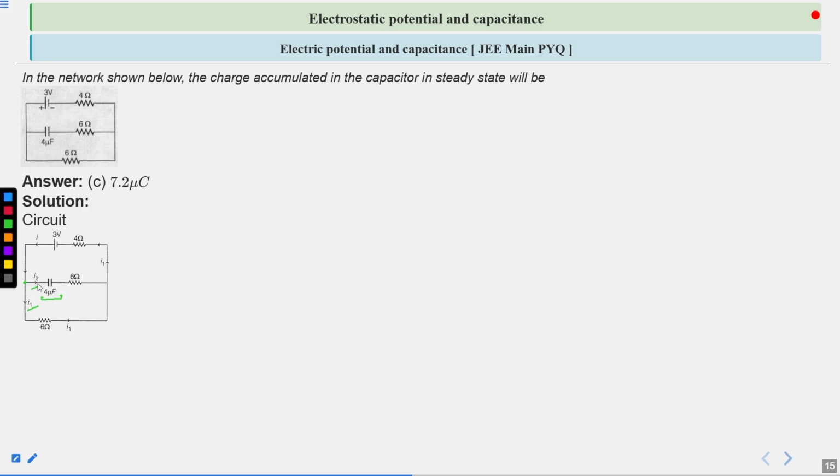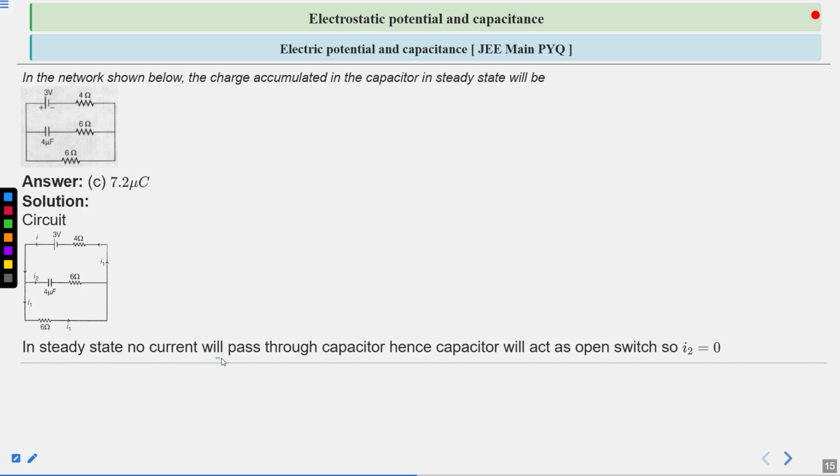So it means I2 becomes 0. In steady state, no current will pass through the capacitor. Hence, the capacitor will act as an open switch. It will block the current through this branch. So I2 will be 0, since no current is flowing through that branch.